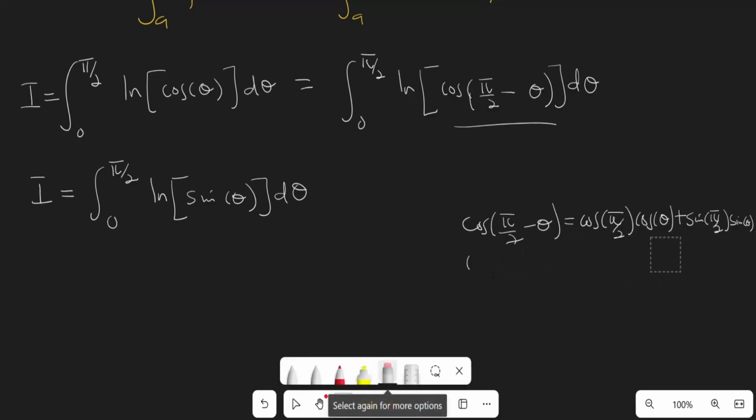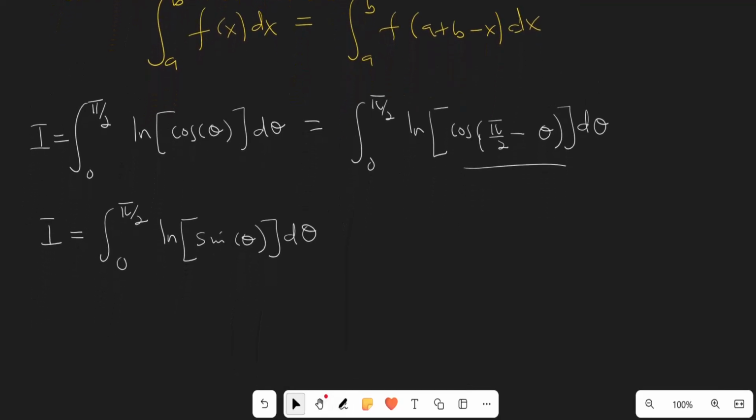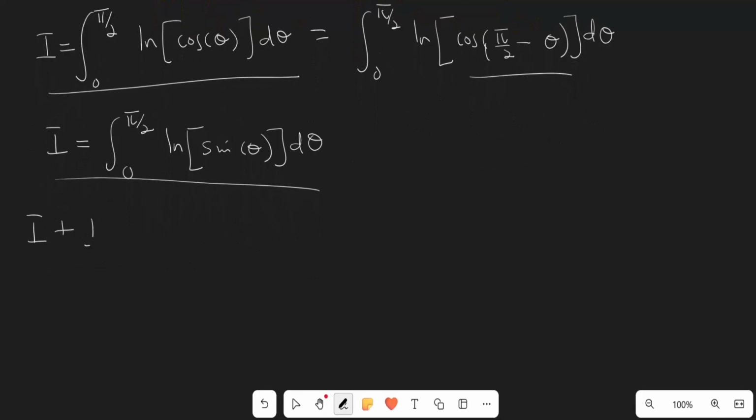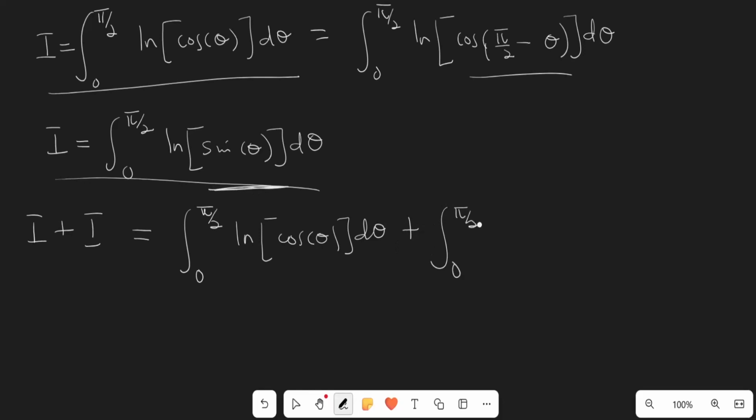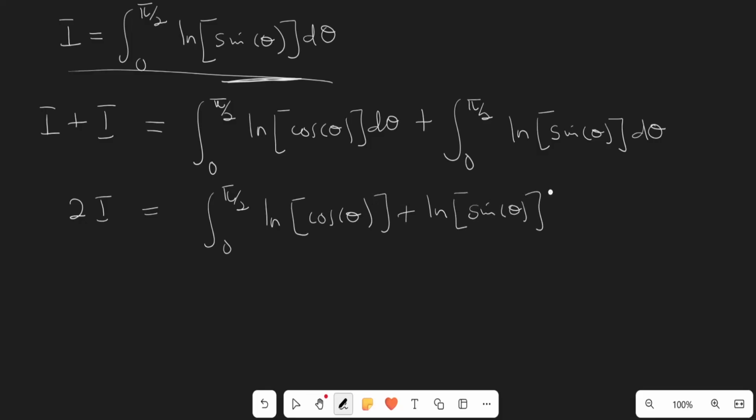So I can erase this. Initially, I was equal to this, and the same I is equal to this, so we can just sum them. We can say I plus I on the left hand side is equal to the integral from 0 to pi over 2 of the natural logarithm of cosine of theta d theta, plus the next I, which is the integral from 0 to pi over 2 of the natural logarithm of sine of theta d theta. Now the left hand side is 2I, which is equal to the integral from 0 to pi over 2 of the natural logarithm of cosine of theta plus the natural logarithm of sine of theta, all d theta.